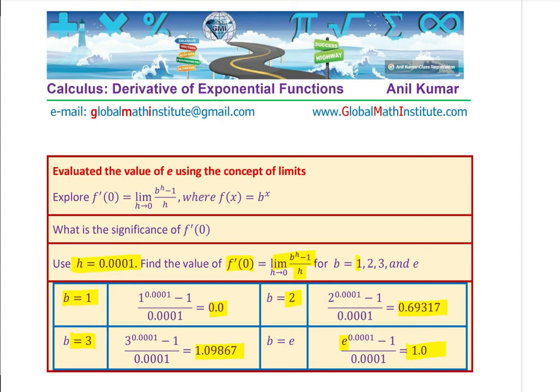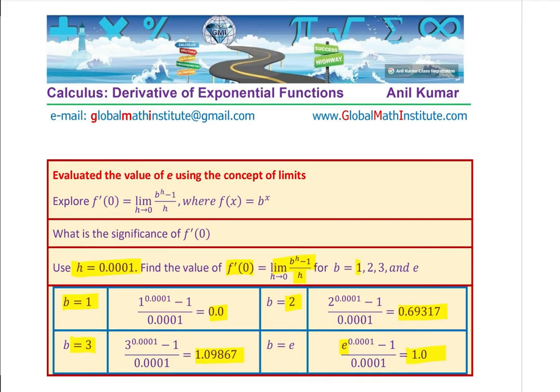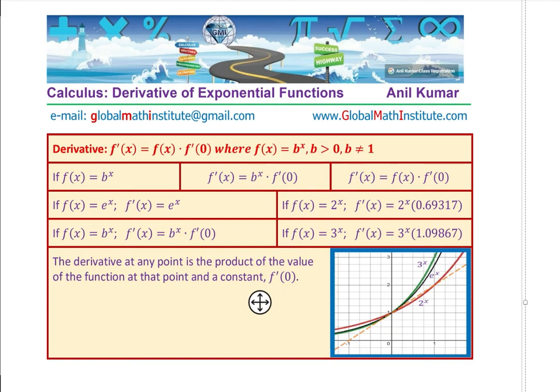In one of our videos, we have found the value of e, and when you put that value of e, you get this. So the significance of Euler's number is that the slope of the tangent at any point is the same as the value of the function, since the derivative itself is 1, right?